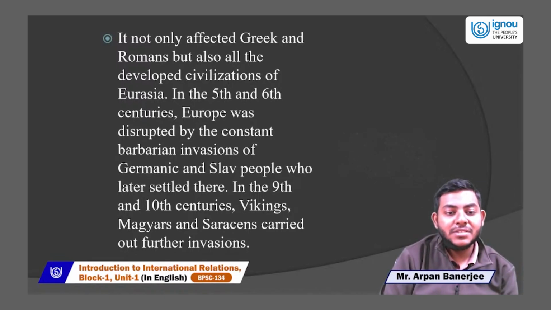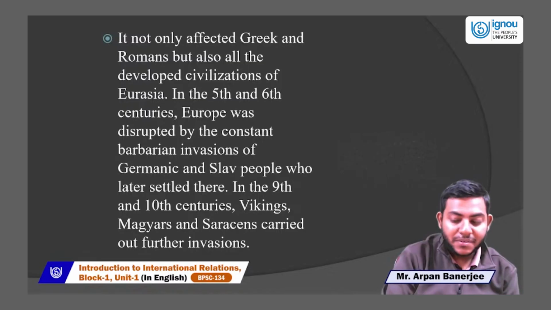In the 5th and 6th centuries, Europe was disrupted by the constant barbarian invasions of Germanic and Slav people, who later settled there. In the 9th and 10th centuries, Vikings, Magyars, that is the Hungarians, and the Saracens carried out further invasions. Saracens were the Turks.